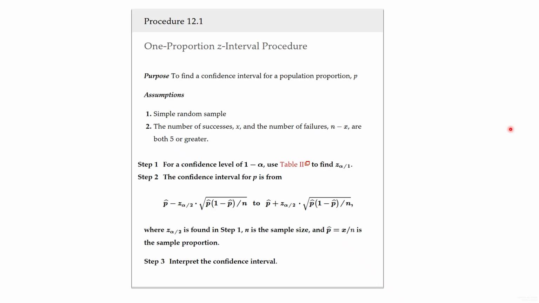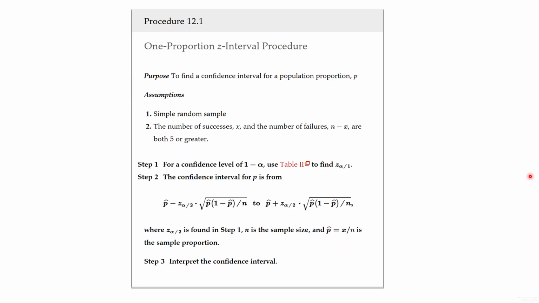We always have that assumption, but we have some new ones. The number of successes, which is X, or the number that have the specified attribute, and the number of failures, which is equal to N minus X, are both 5 or greater. So when you get a question, you'll write out X equals, and if it's 5 or greater, it's good. Then you'll write out N minus X, and if it's 5 or greater, then it's okay. And if it's not, then you can't run this test.